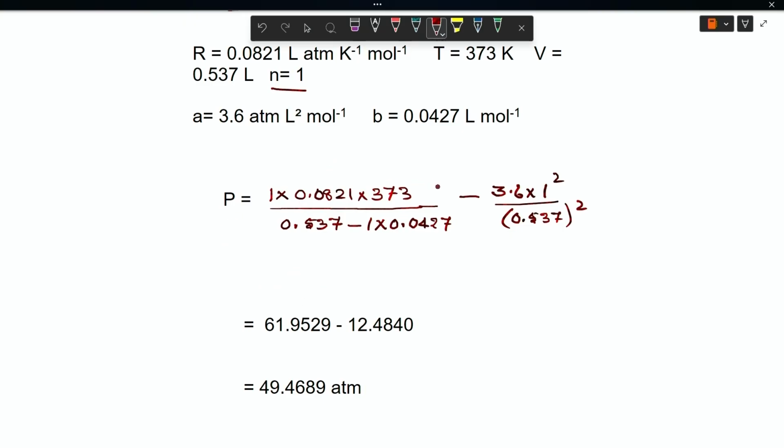You can take the units and then cancelling, finally, you will be getting it as atmospheres. So, minusing these two, the final answer will be 49.4689 atmosphere.